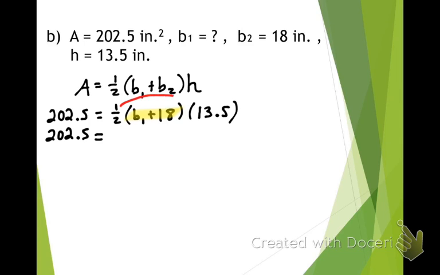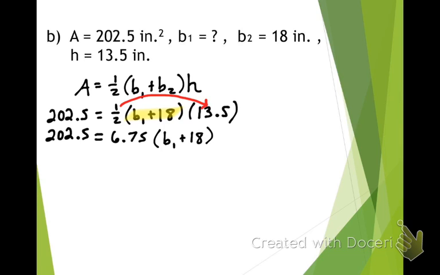We have to multiply a half times 13.5. What is half of 13.5? 6.75. Now, I used up the half. It's like I can get rid of that. And I multiplied it times 13.5. But what is still left there? B1 plus 18. Thank you for saying B1 plus 18. Don't leave that 18 alone. So we still have to multiply that by B1 plus 18.